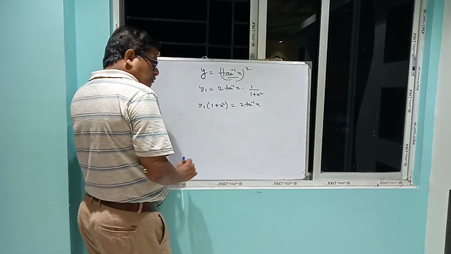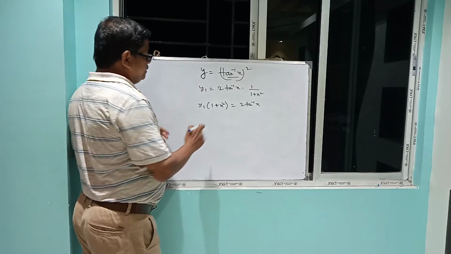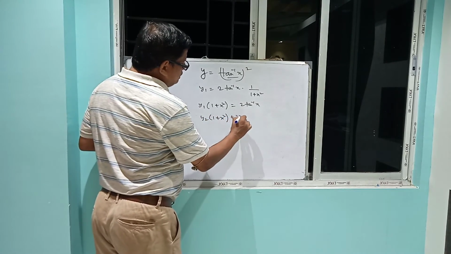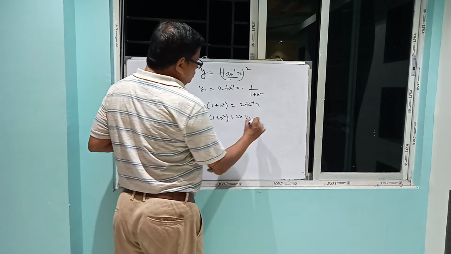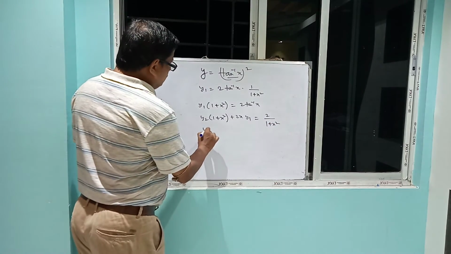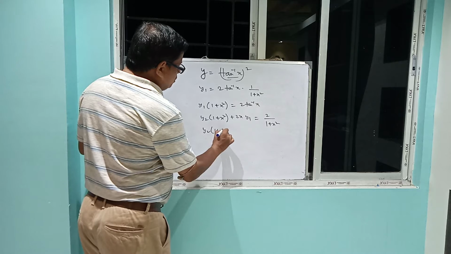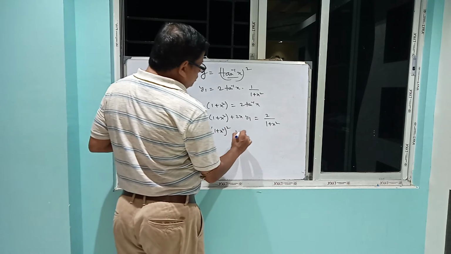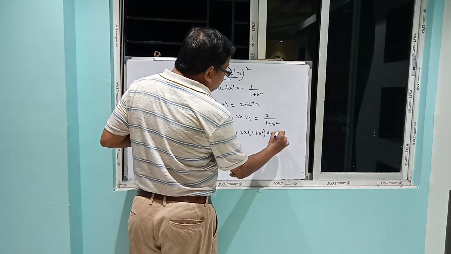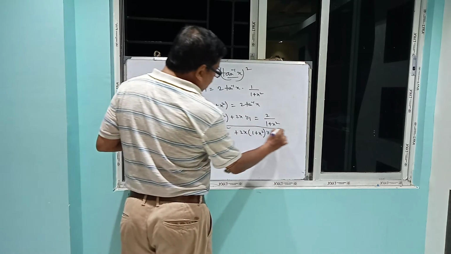Now again differentiate both sides. So y2 (1 plus x square) plus 2x y1 equals 2 by 1 plus x square. Now multiply by (1 plus x square): y2 (1 plus x square) whole square plus 2x (1 plus x square) y1 equals 2. This is the answer.